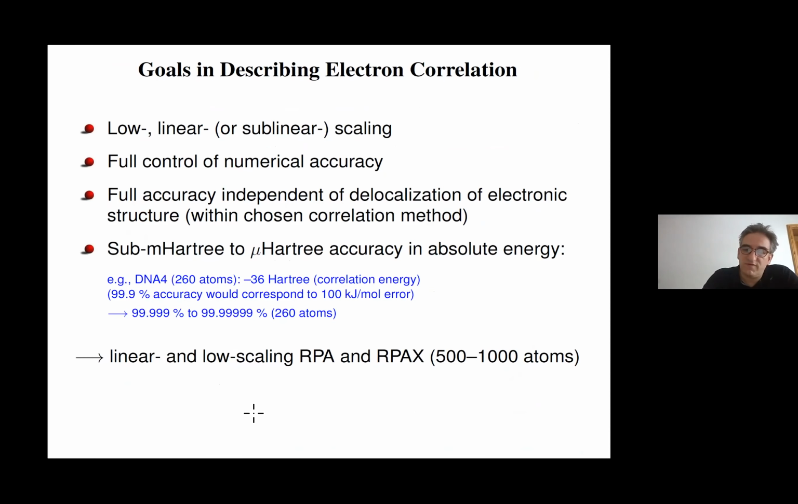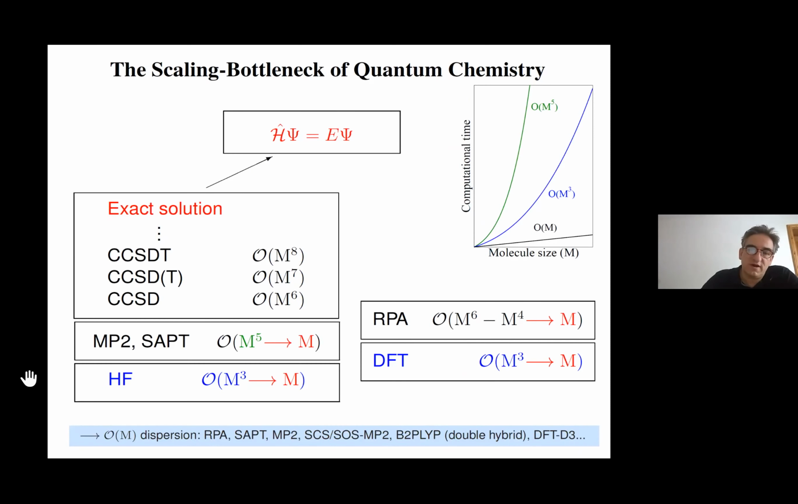So far, I've been talking about Hartree-Fock and density functional theory. What can we do if we want to move to electron correlation beyond DFT? So, for example, perturbation theory to second order, an M to the 5th method, or random phase approximation, an M to the 6th method. What's the idea about it?